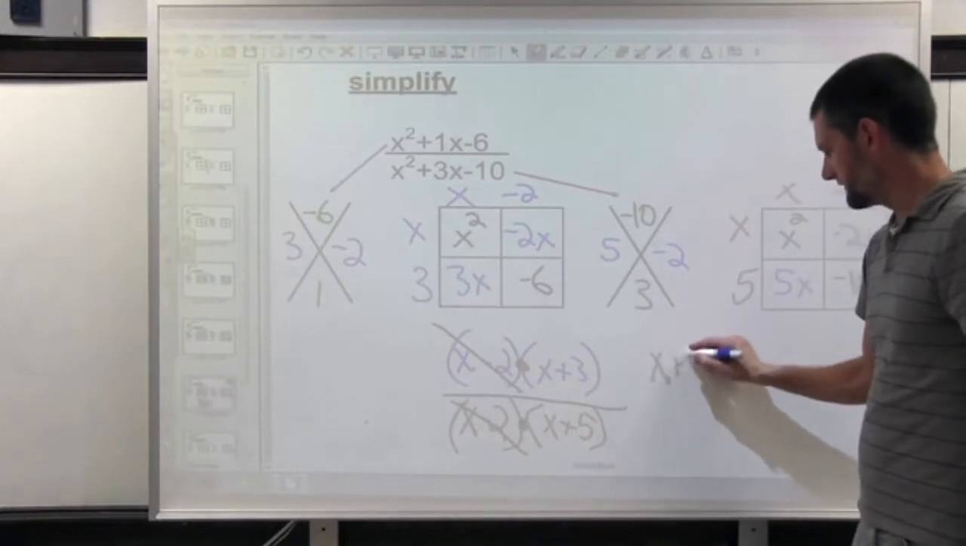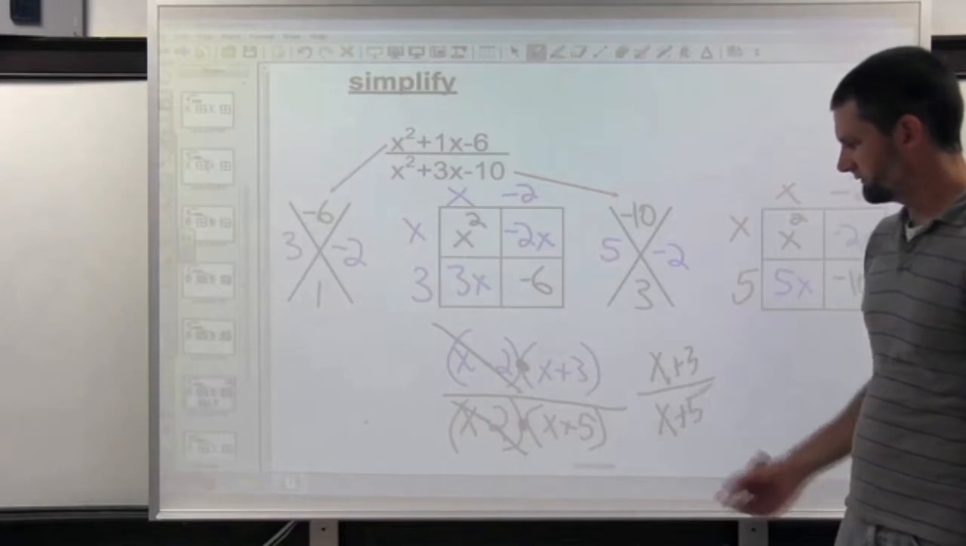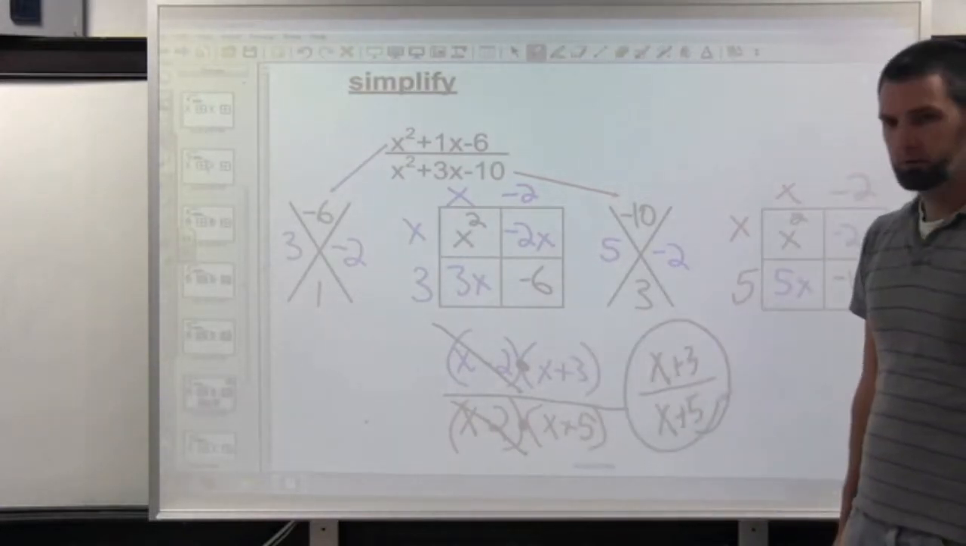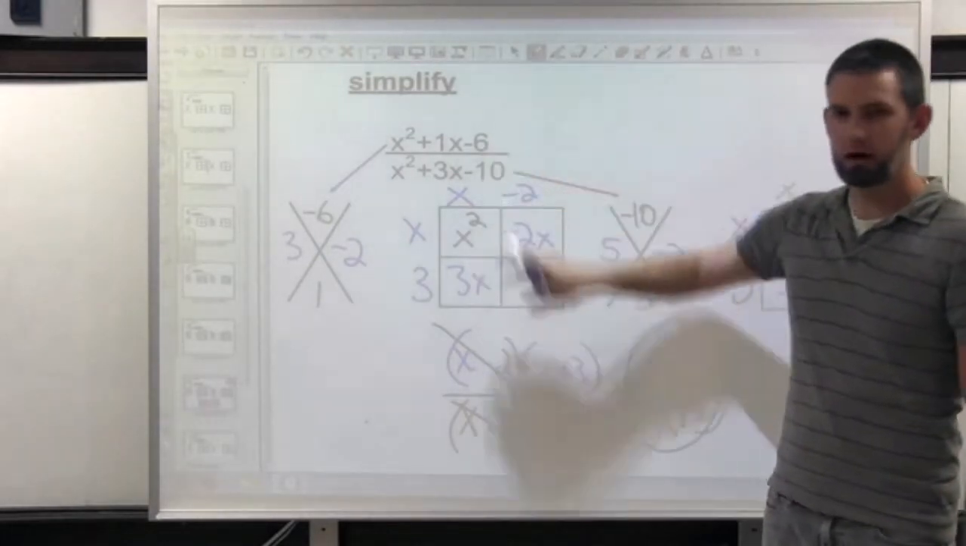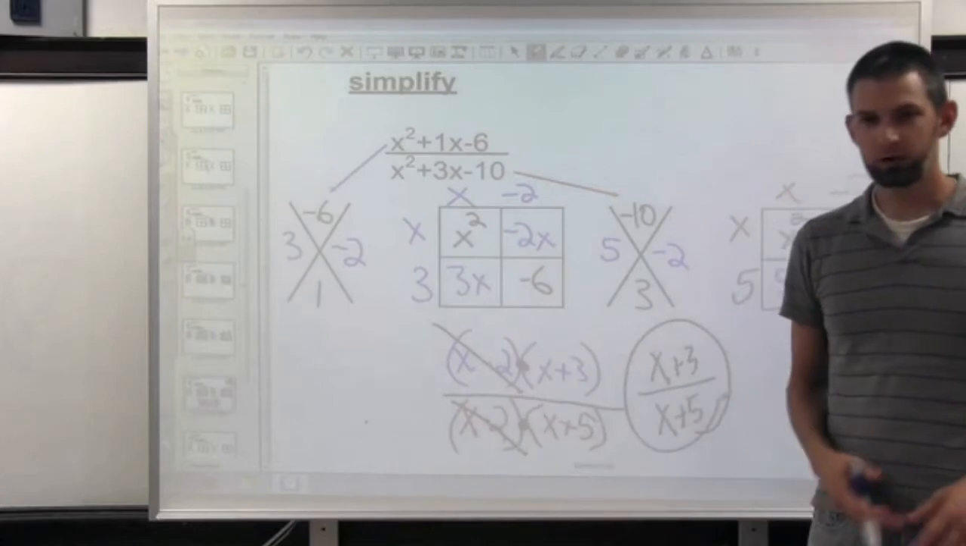Now, the top is just x plus 3, and the bottom is x plus 5. And since I don't need those parentheses anymore, I can just not write them. And I've simplified this fraction by factoring it, by breaking it apart and then canceling out some common factors.